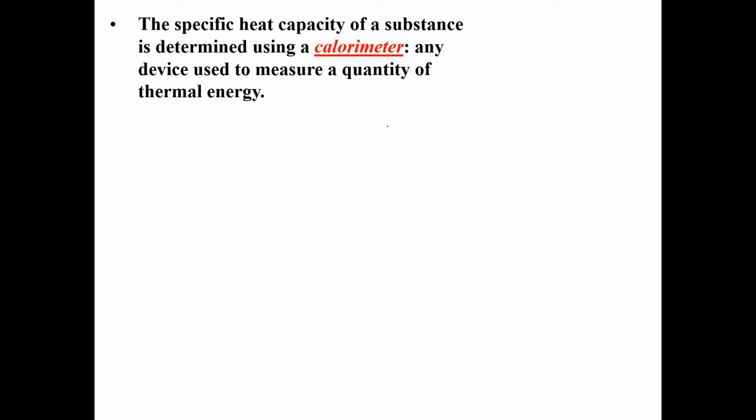Specific heat capacity. Specific. This is really hard to say. The SHC. Now it's even worse. The specific heat capacity of a substance is determined using something called a calorimeter. Okay, we do not just know them from some kind of knowledge transfer, we actually figure them out. Any device used to measure a quantity of thermal energy is called a calorimeter. You will actually be doing experiments with a calorimeter at the 20 level, Chemistry 20.